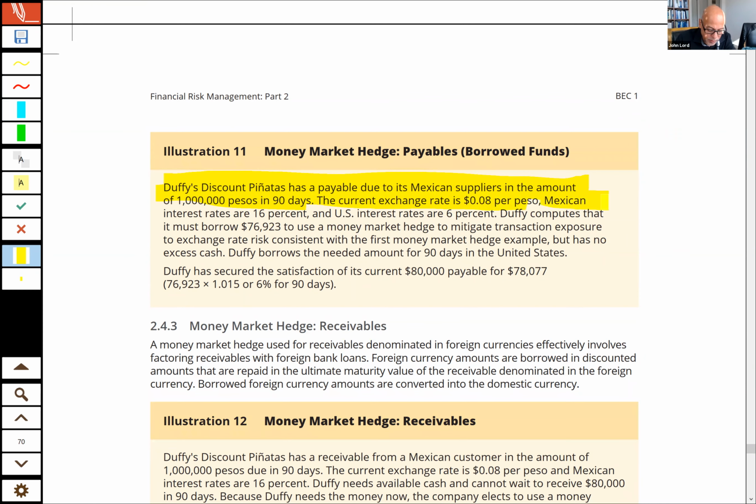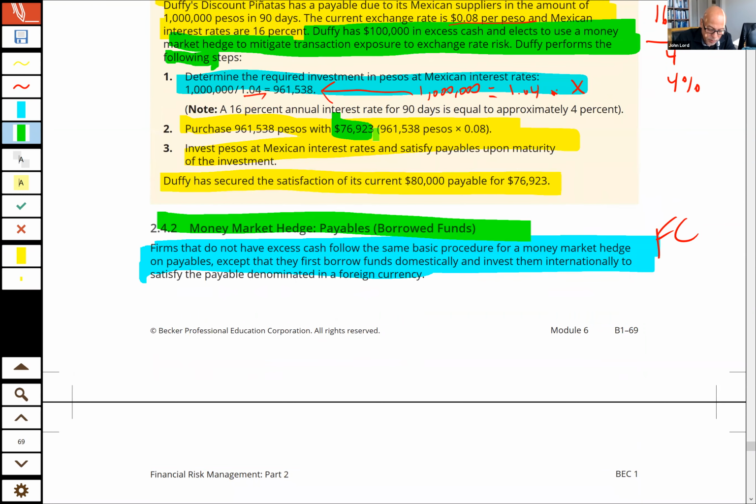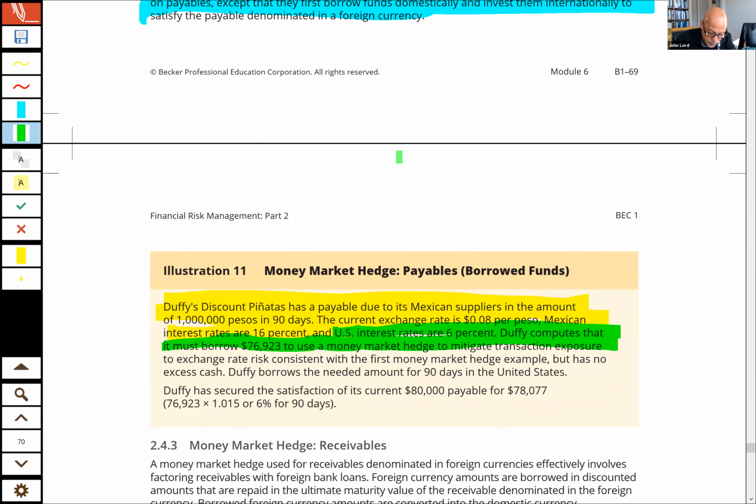Same facts as before in terms of the ounce and the exchange rate and the Mexican interest rate. And then they tell us, which they didn't mention in that previous problem, interest rates are 6% in the US, okay? And Duffy computes that it must borrow $76,923 to use the money market hedge to mitigate the transaction exposure. Now, that $76,923, guys, is that same number that we had determined before. So that's still what they need, but instead now they're going to have to borrow that $76,923. They have no excess cash, so they borrow that money for 90 days.